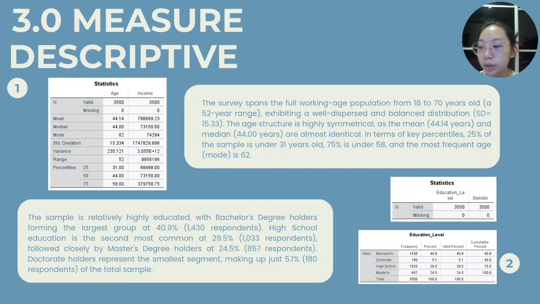The sample is relatively highly educated, with bachelor degree holders forming the largest group at 40.9%. High school education is the second most common at 29.5%, followed closely by master degree holders at 24.5%, and the doctorate holders represent the smallest segment, making up just 5.1% of the total sample.